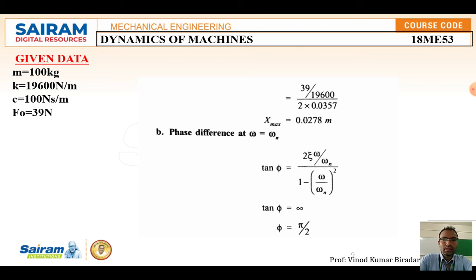In the phase difference we know that omega is equal to omega n. If we substitute here, the terms cancel and you get tan phi equal to 2 zeta divided by zero, so that becomes infinity. So phi is equal to 90 degrees. The phase angle, the phase difference between the two waves, is 90 degrees.